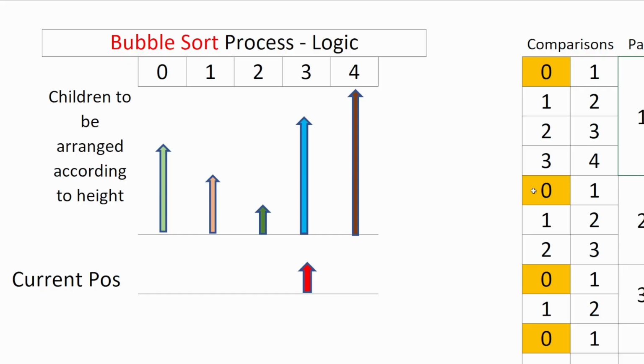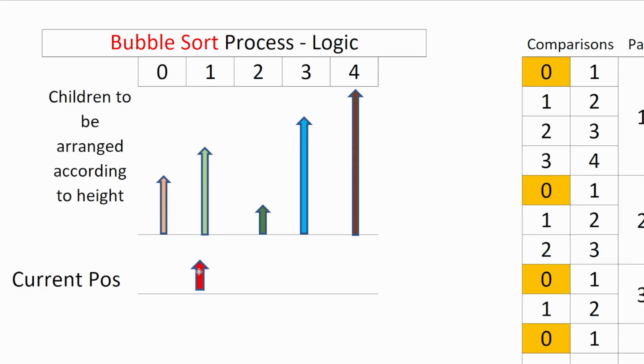What do we do next? We start again from 0 to 1. It's not that once we have done the pass, then everything is done, because we still see that everything is not in order. We just know that number 4 is the tallest. So we start off from 0 again and compare 0 and 1. Are they in order? No, they are not in order. So we swap them.